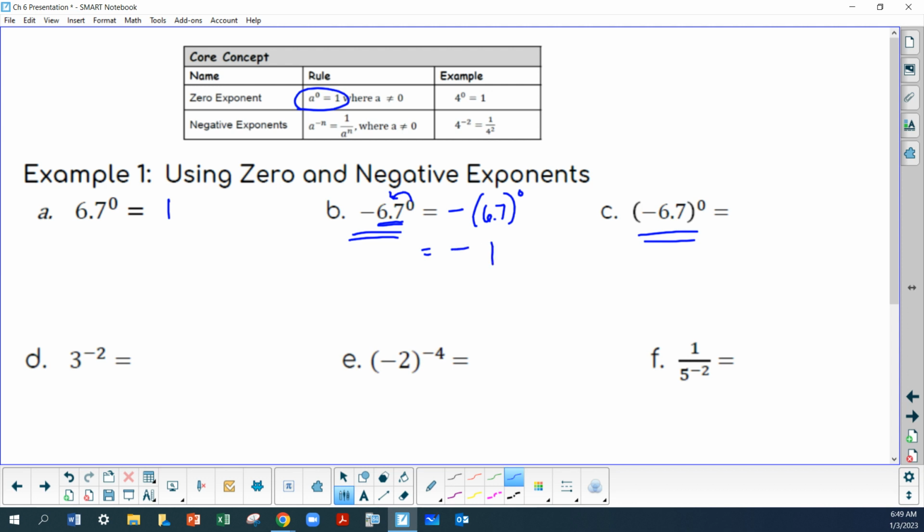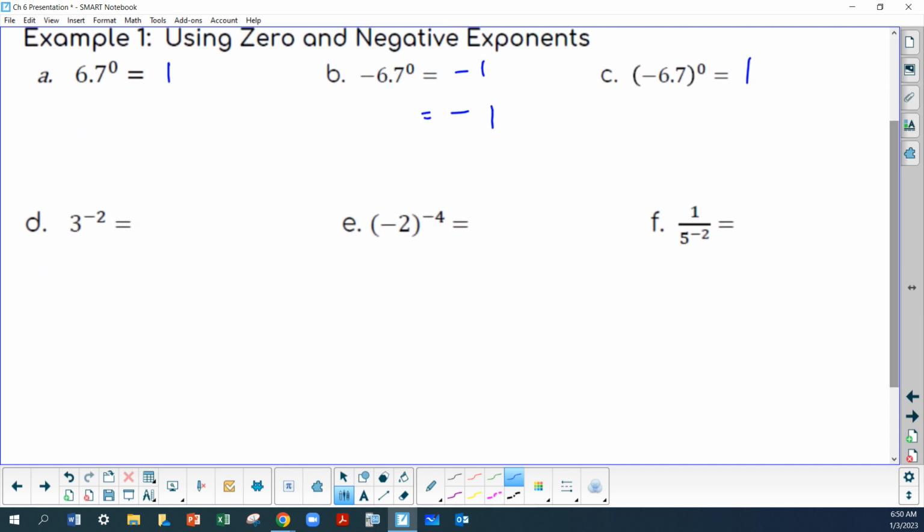That's a little tricky. Compared to C, the entire number, which is negative 6.7, is raised to the 0. So the 0 applies to all of this, which does turn out to be 1. This is tricky. Get this locked in your brain that these are not the same answer. B is equal to negative 1 and C is equal to 1. Those will be tricky questions on a test, so make sure you review those, maybe star those, so that you understand that concept.